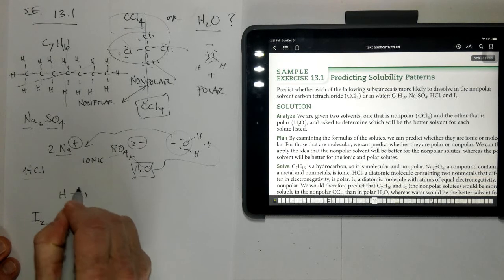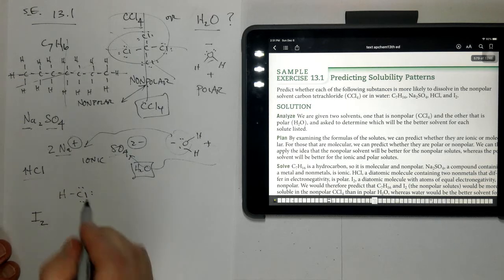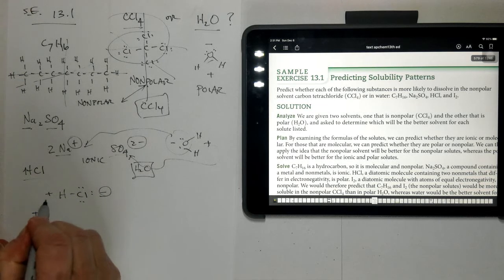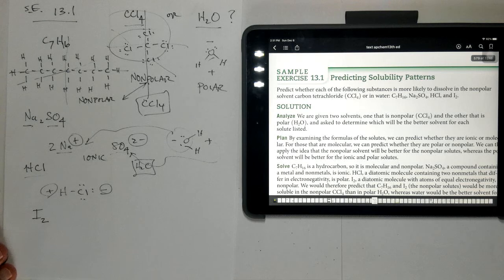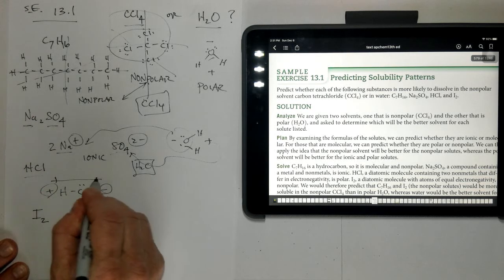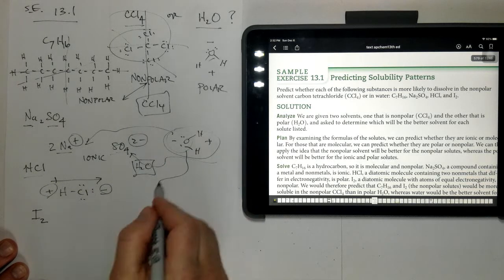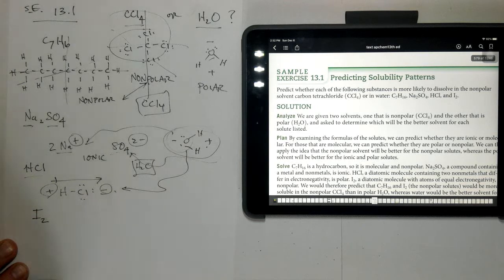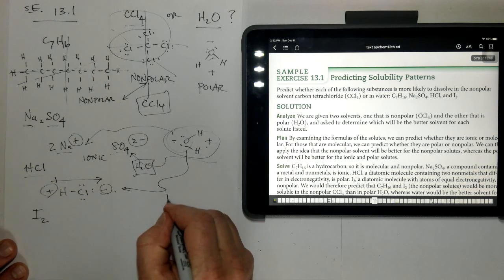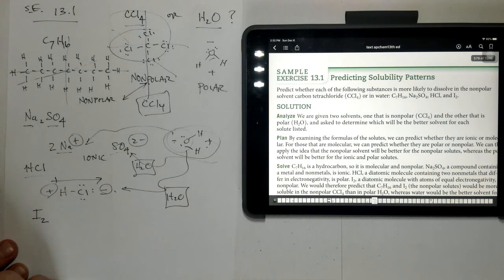HCl, draw the Lewis electron dot structure for that. Well, there's going to be a negative area right here, a positive area right here, because chlorine's a little more electronegative than hydrogen. Well, this dipole moment then would be attracted to something with a dipole moment. Well, that would be H2O again, of course, and so the positive would attract to the negative, and the negative would attract to the positive, so this would dissolve best in H2O again.